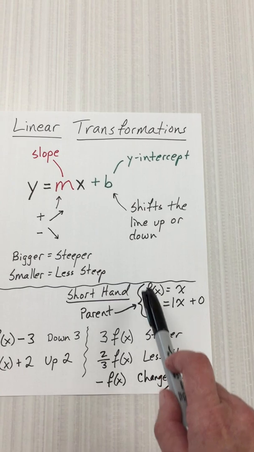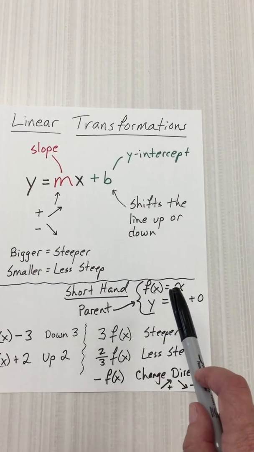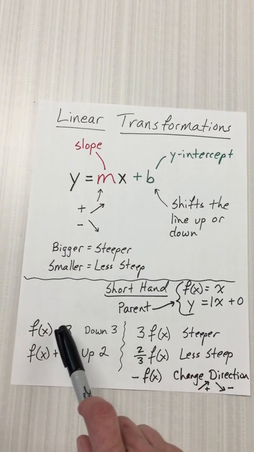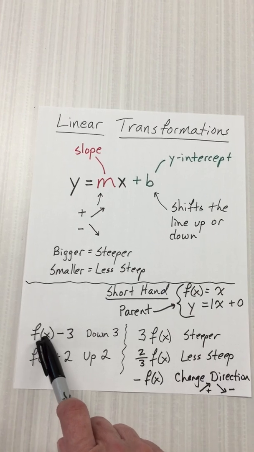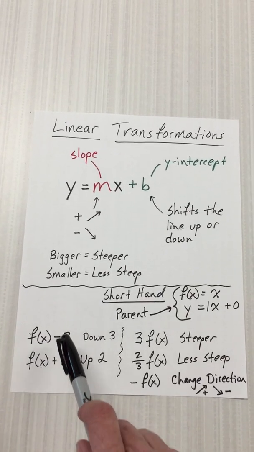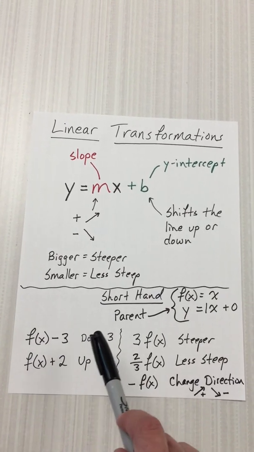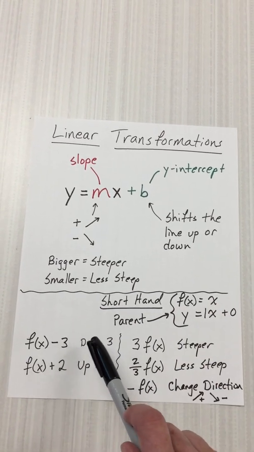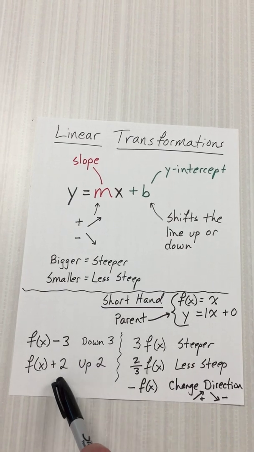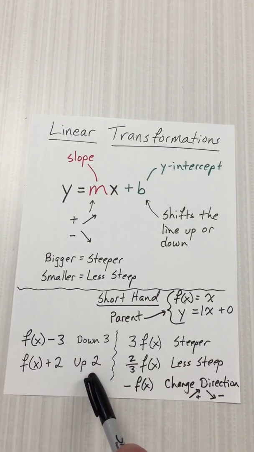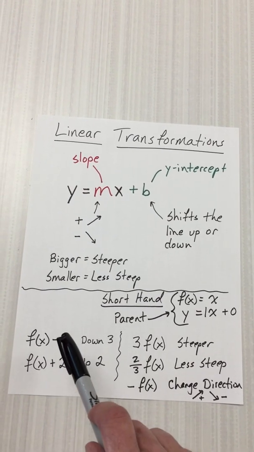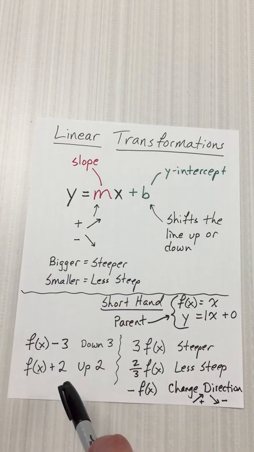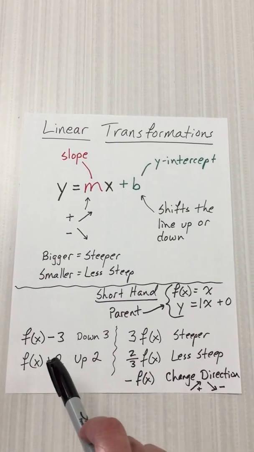What they're going to do is tell you take your parent function and make a change to it and make a new graph. So they're going to say take your parent equation and subtract 3. If they add or subtract on the outside of it, that means you're shifting it up or down with the y-intercept. So if it's minus 3, they shifted it down 3. If it's a plus 2, it's shifting up 2. So whatever the number is on the end, if it's a positive, you're going up. If it's a negative, you're going down. And that's changing the b number.